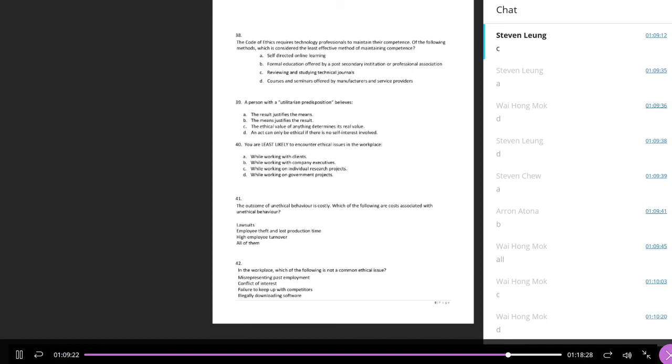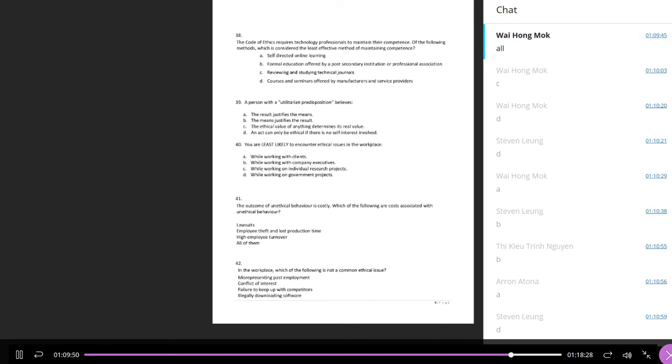41, the outcome of unethical behavior is costly. Which of the following are costs associated with unethical behavior? And I think I put A, but I think it should be D. It should be all of them. We'll have to recode that.